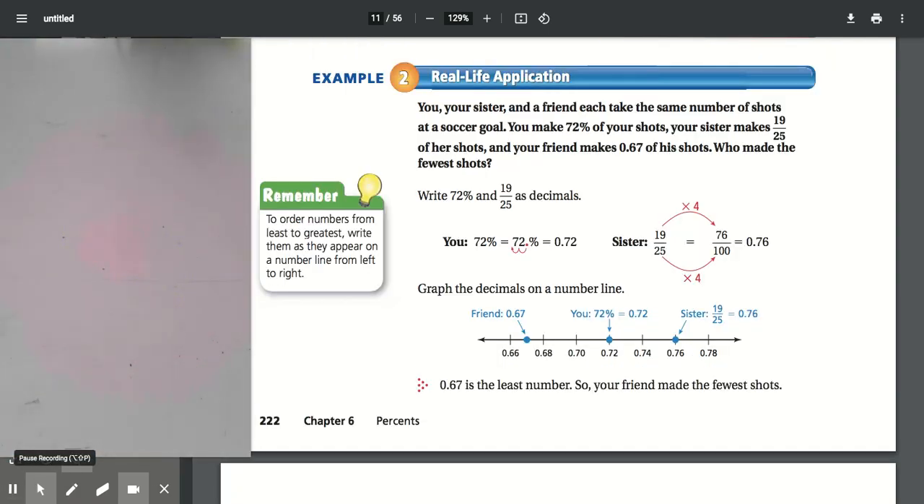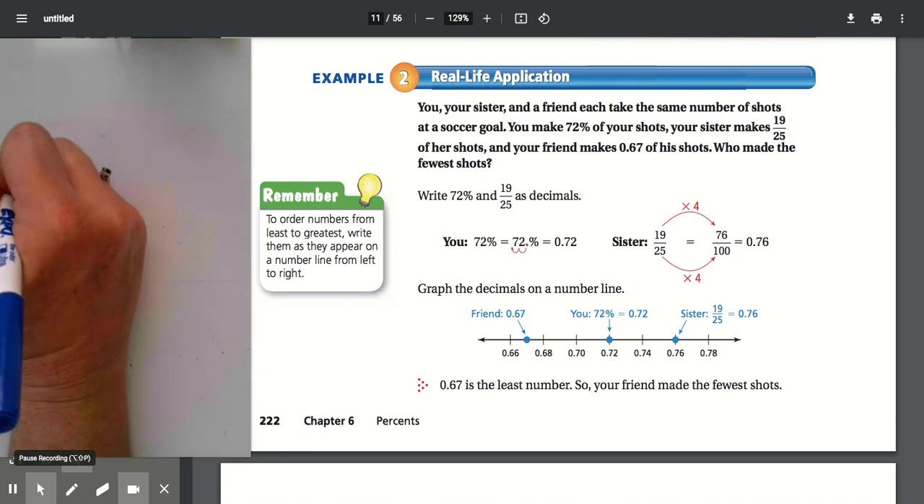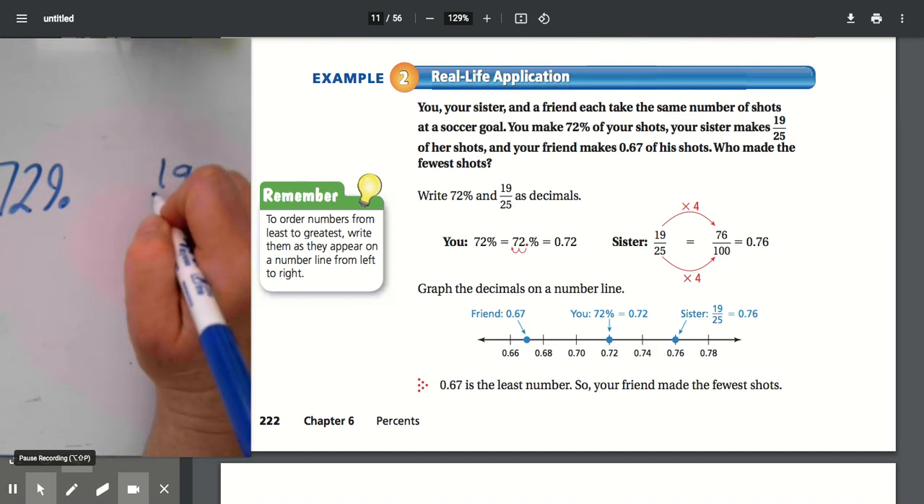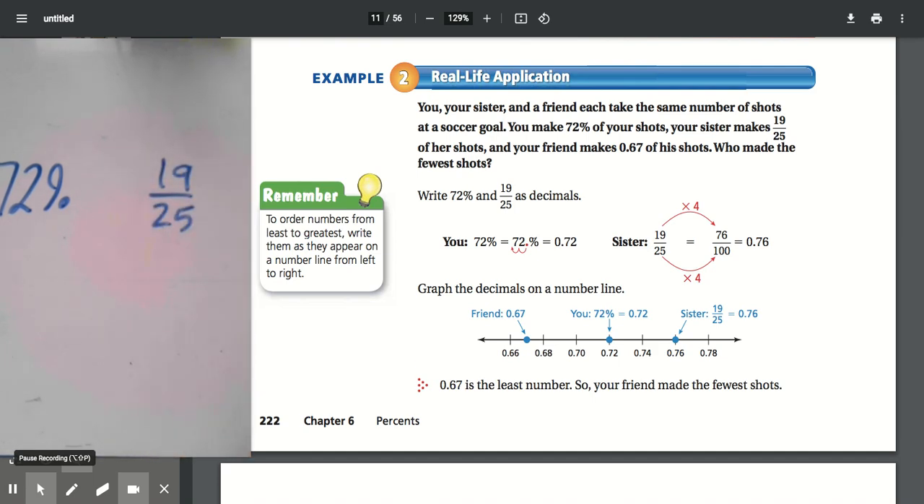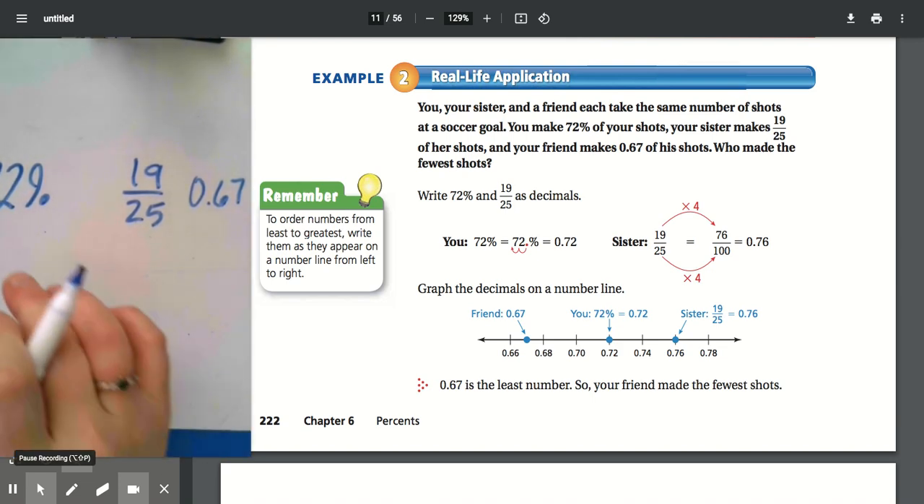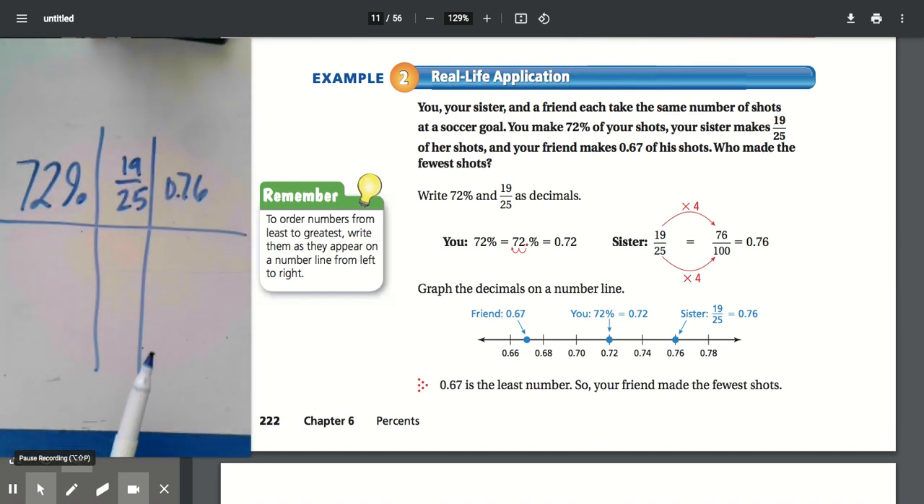Now here's a real life application. You and your sister are taking shots at a soccer goal. You make 72% of your shots, and your sister makes 19 out of 25 of her shots. Your friend makes, ooh, we have a friend here. All right, your friend makes 0.67, or sorry, I messed that up, 76 hundredths. So you have to compare them. We have a decimal, we have a percent, and we have a fraction, okay?